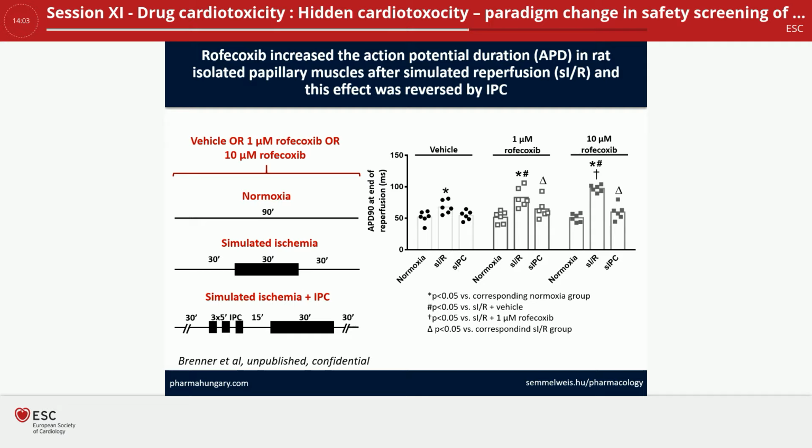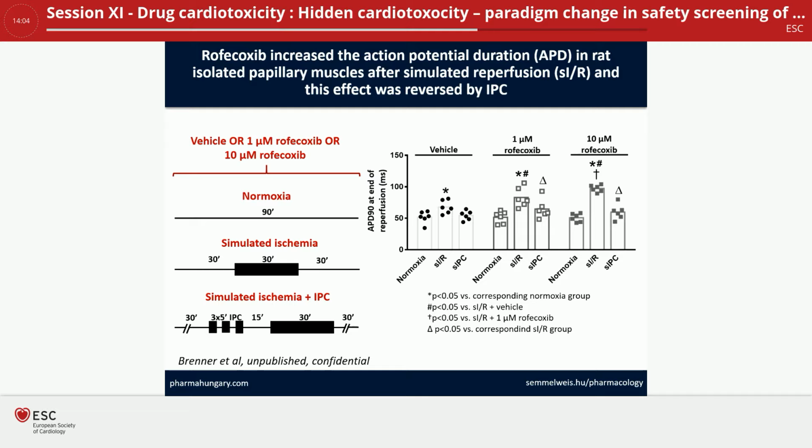Actually, this method in the healthy heart is a must to do as a safety screening, but not during ischemia reperfusion. So what we have seen is that in the healthy preparations, an increasing dose of rofecoxib did nothing at all. However, when there was ischemia reperfusion injury, it increased the action potential duration, which increase was aggravated significantly by the increasing doses of rofecoxib. And again, what was interesting, that ischemic conditioning protected against this rofecoxib-induced action potential prolongation.